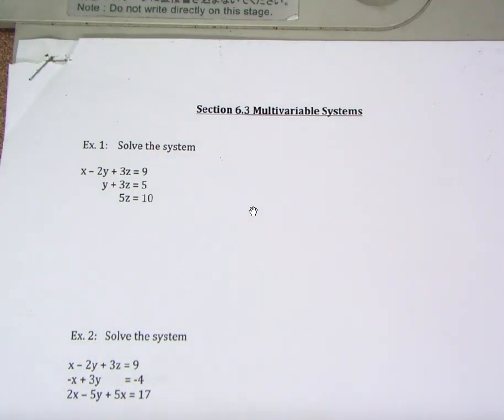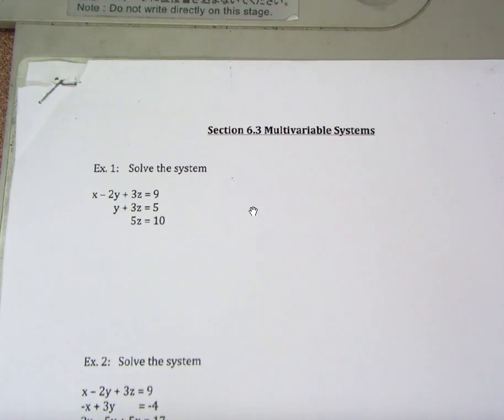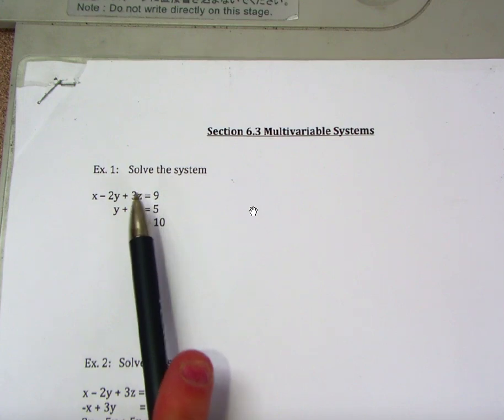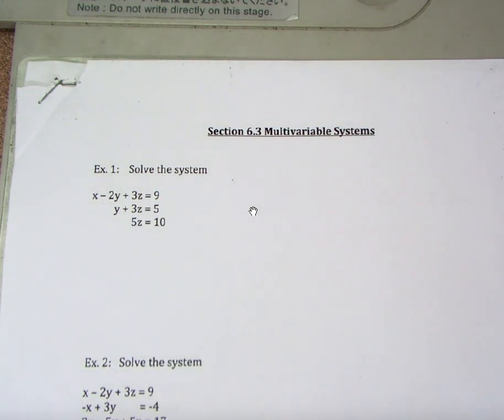Hey guys, so we have our second to last lesson in this chapter, and so far we've solved two variable systems. So we've used substitution, we've used elimination, and what we're going to get into in this lesson is however many variables you're looking for, that's how many equations you're going to need to solve that system. So today's lesson is all about trying to find three variables. We're trying to find x, y, and z, and if that's the case, then we need three equations. If you were looking for four variables, you would need four equations, and so on.